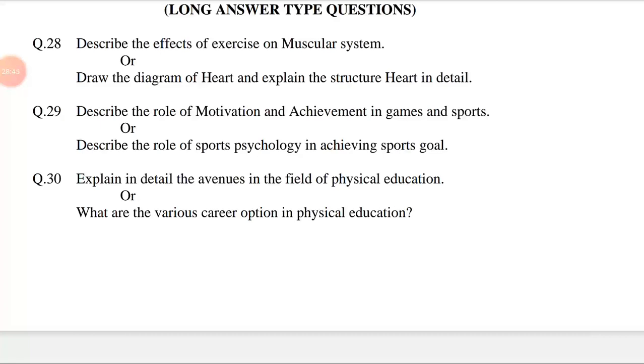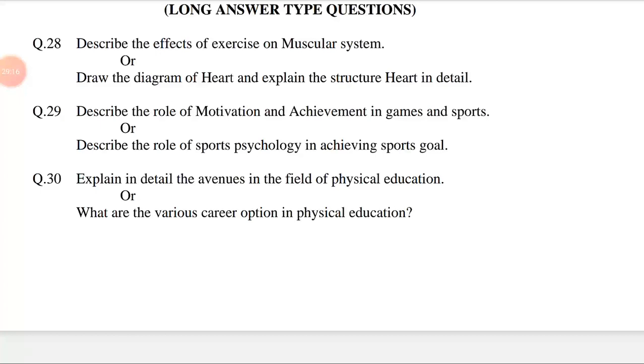The answer may be, first of all, draw neat and clean diagram of heart with the help of pencil. Name its different parts of the heart. Then write a few lines about heart. Composition of heart, for example, blood vessels, blood, capillaries, veins, arteries, plasma, white blood cells, red blood cells, extra.